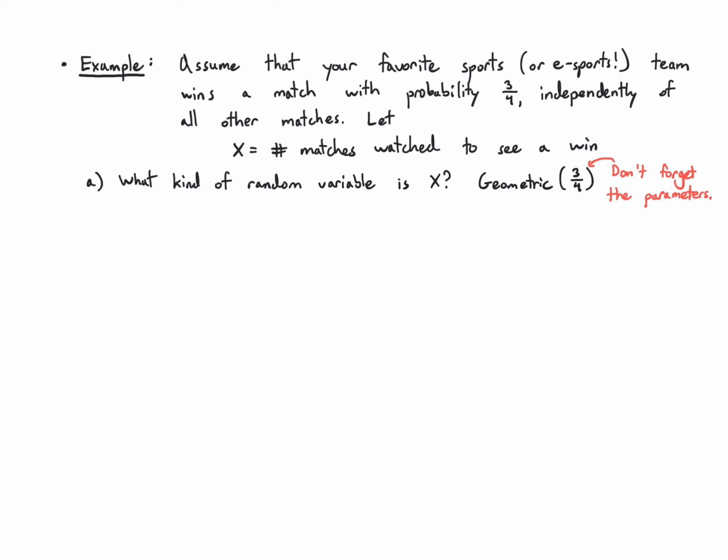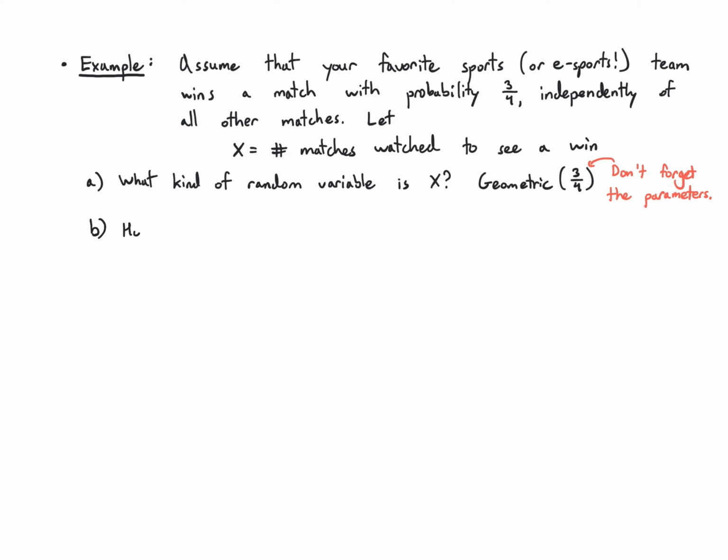Why does this make sense? Because it's basically a Bernoulli trial. I'm trying to see a win. I'm just trying to see how many times I need to try before I see my first win. That's exactly what X is, and that's exactly what a geometric random variable does.